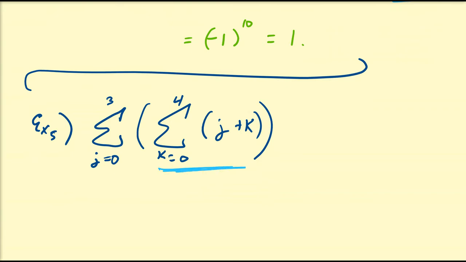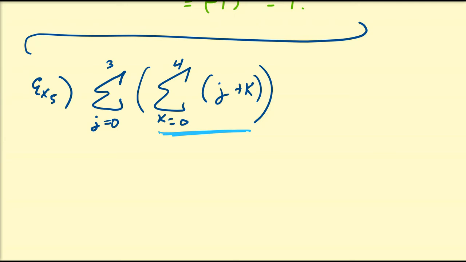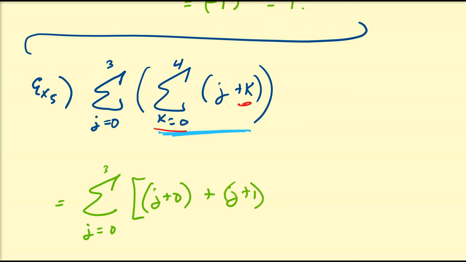We're going to be focusing on the internal sum here, and we're not going to go into details, properties, tricks and shortcuts. We're just going to go about it in a very intuitive way. So we're going to replace k with all the numbers from 0 to 4, and then add up those expressions. So this is going to be equal to the sum from j equals 0 to 3 of j plus 0 plus j plus 1 plus j plus 2 plus j plus 3 plus j plus 4.